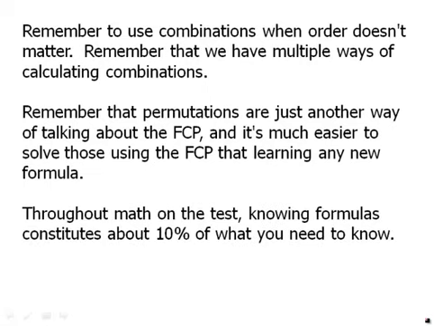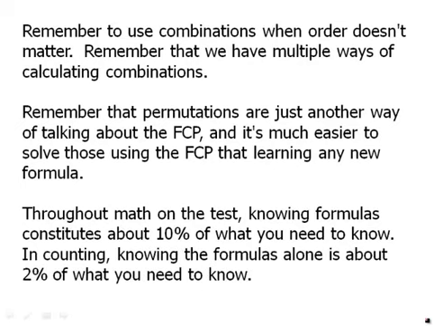In general, throughout all math on the test, knowing formulas is not a big part of what you need to know. In fact, knowing formulas constitutes probably about 10% of what you actually need to know to be successful on the test. In counting problems, in combinatorics, knowing the formulas alone is about 2% of what you need to know. In other words, if you know the counting formulas and that's all you know, you know almost nothing. You need to know things like the fundamental counting principle, counting using restrictions, what if there are repetitions, all the things that we've talked about in this module. These are more important than memorizing formulas.